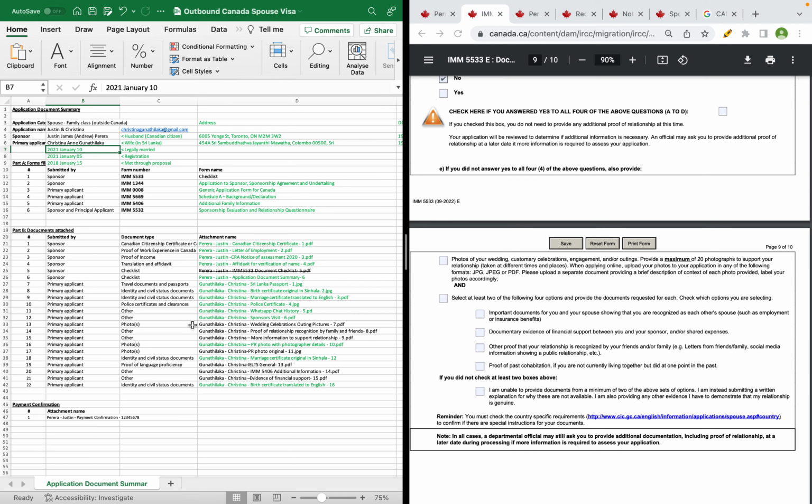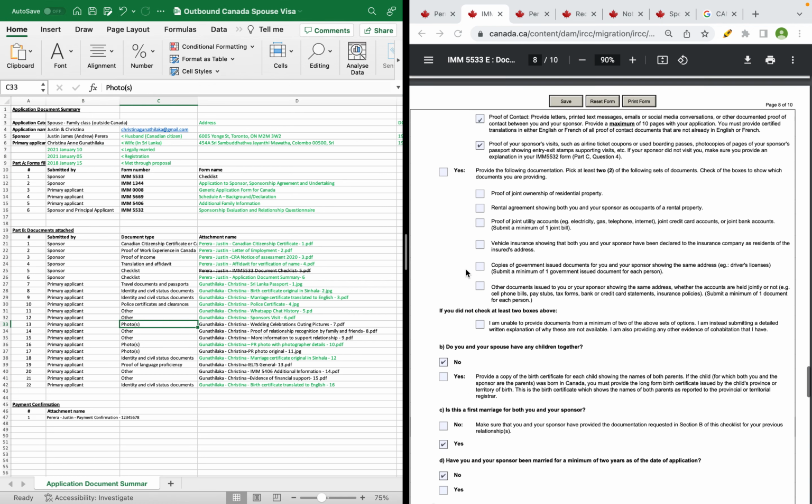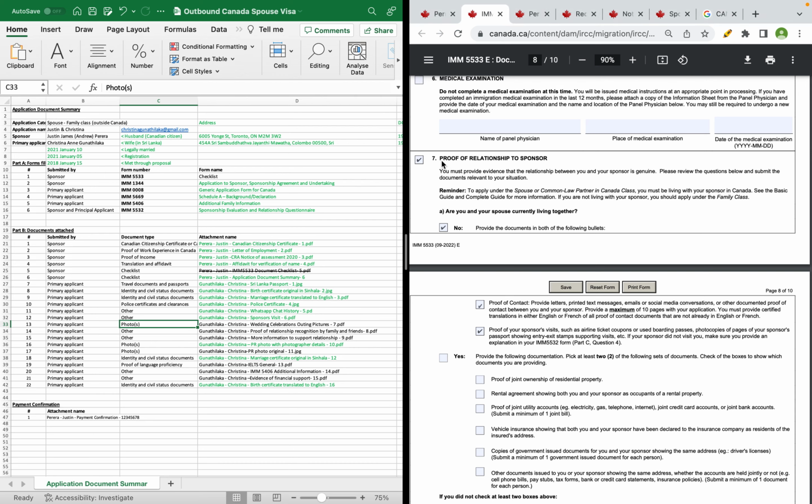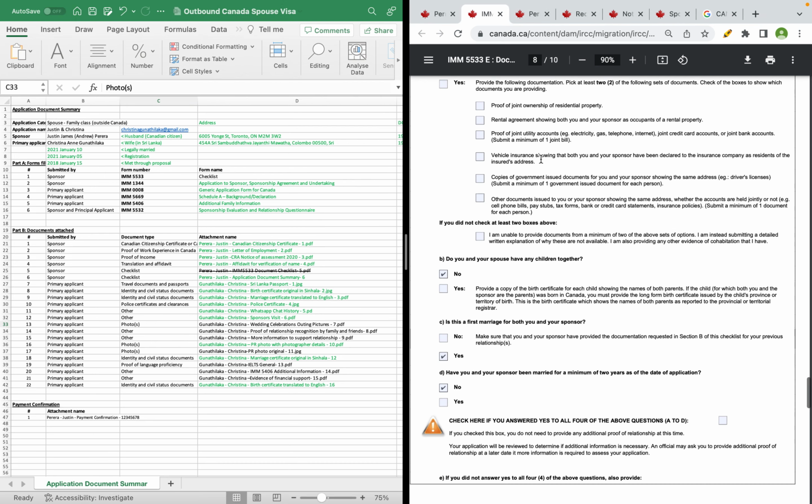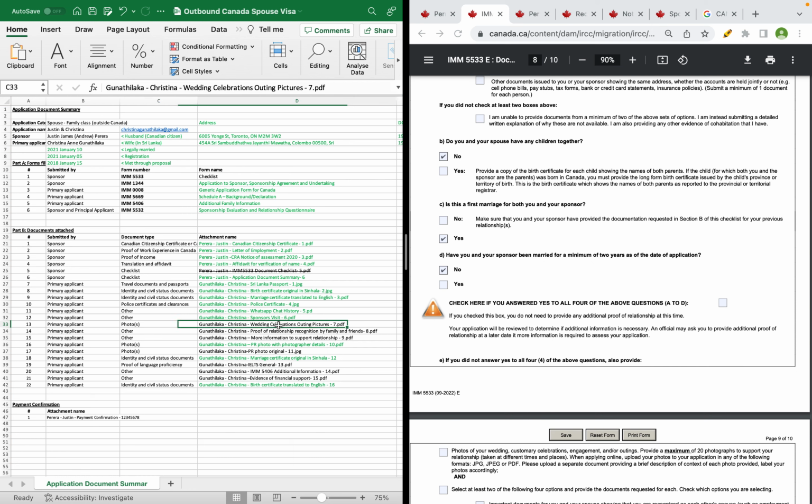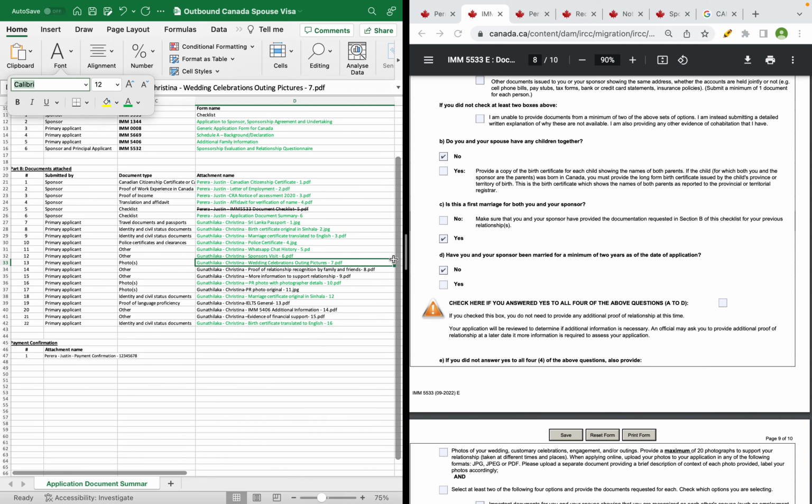This mainly comes under the proof of relationship to sponsor section. When you're uploading this file, you can select the relevant category and document type, and upload it. So that's how you would do this section.